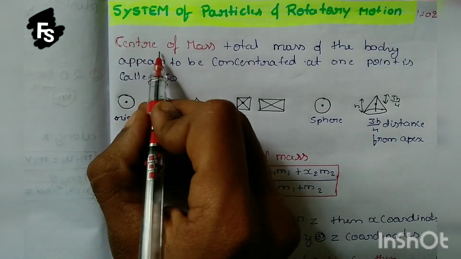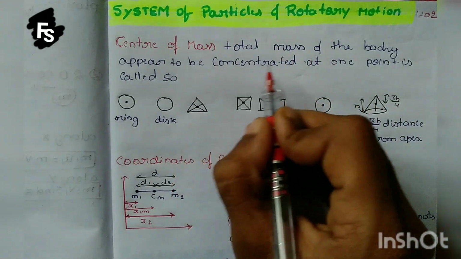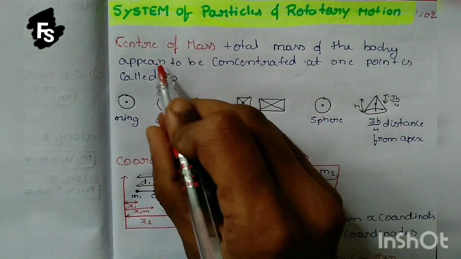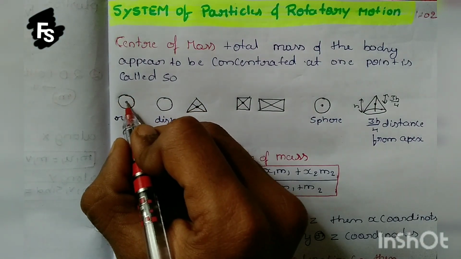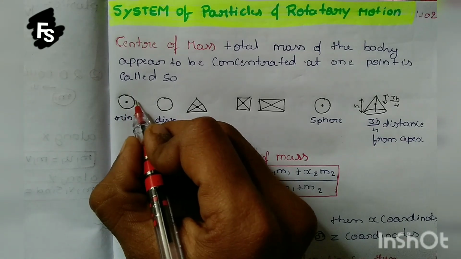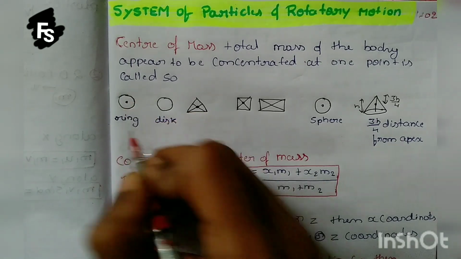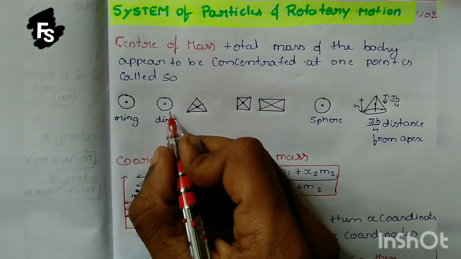Then what is center of mass? Center of mass means the total mass of the body appears to be concentrated at one point. Whole mass of the body concentrated at one point is known as center of mass. For a ring, the center of mass is the center of the ring, and for a disc also, the center of the disc is where the center of mass is concentrated.